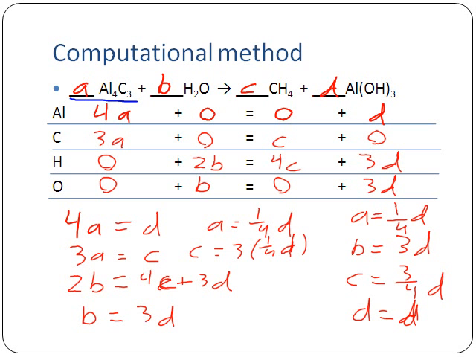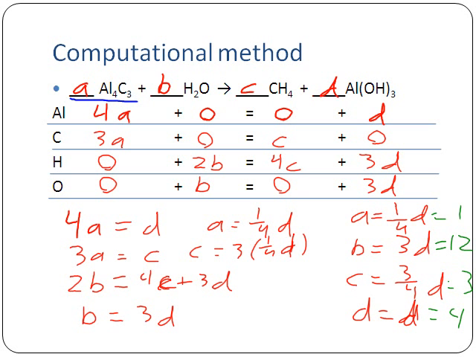The proper value for D here would be 4, because if we put 4 in for D, we'll get all whole numbers. A is equal to 1/4 times 4, which is 1. B is equal to 3 times 4, which is 12. C is equal to 3/4 times 4, which is 3. D is, of course, just equal to 4. And so these are the numbers we're going to put in.